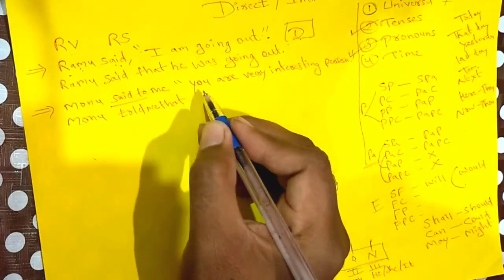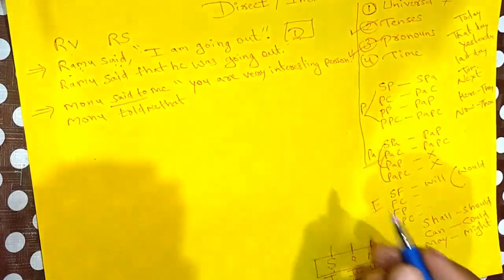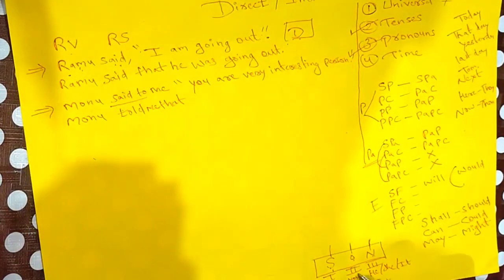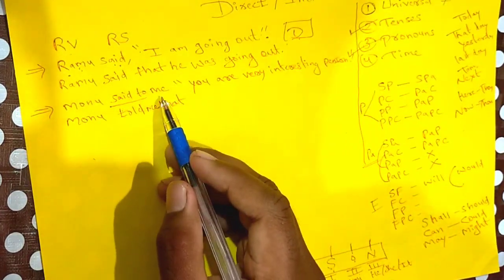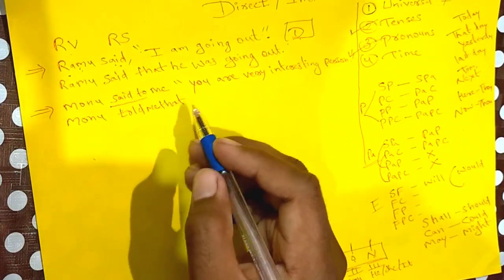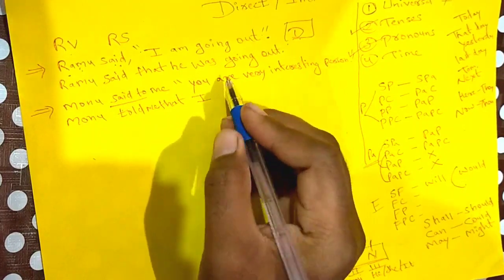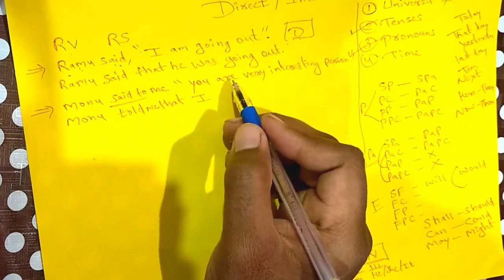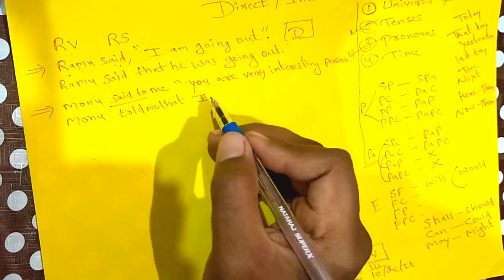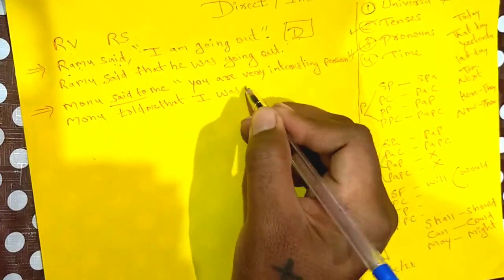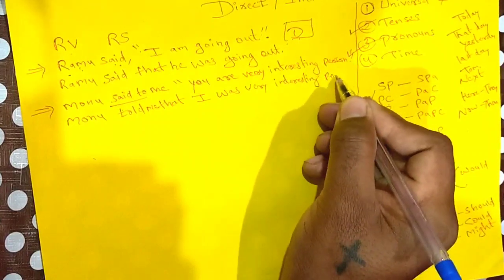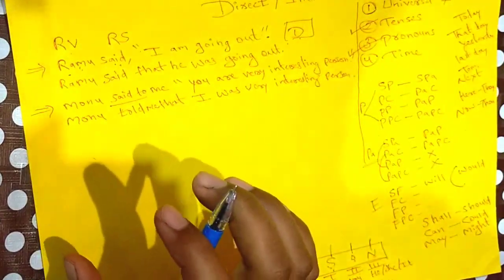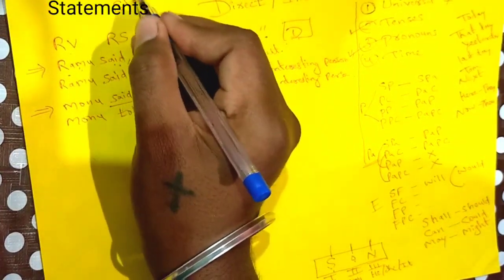Here is written "you". As I said, whenever you see "you", the second person, that will change according to the object. And here what is the object? Can you find out? Obviously "me" is the object. So this "me" will become obviously "I". And "you are" is written, so this will change into past. So, I was a very interesting person. So dear friends, this was the method of changing the statements.